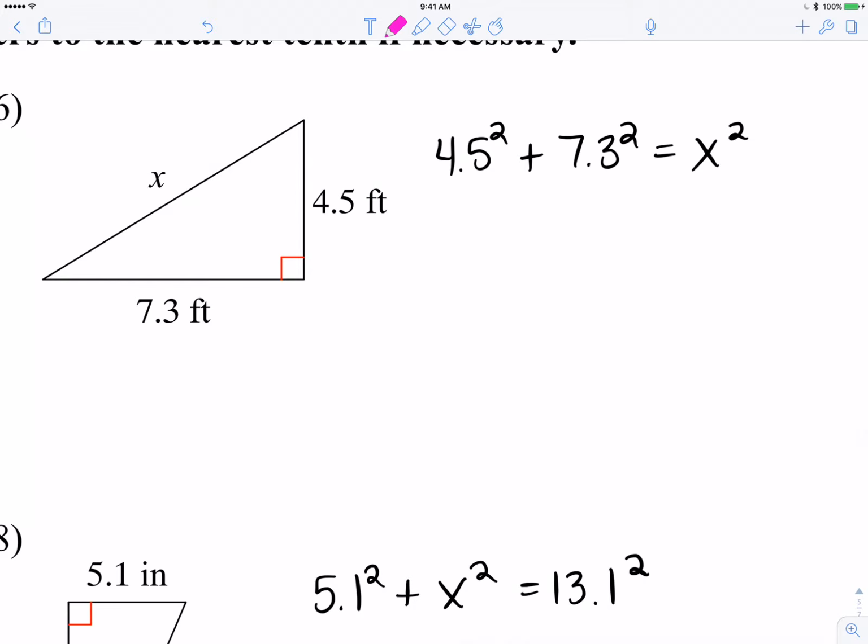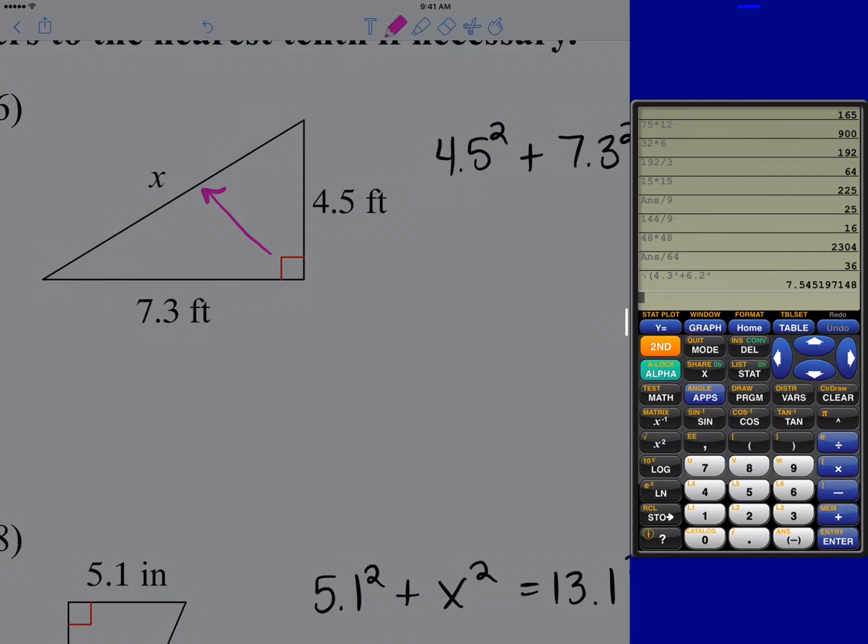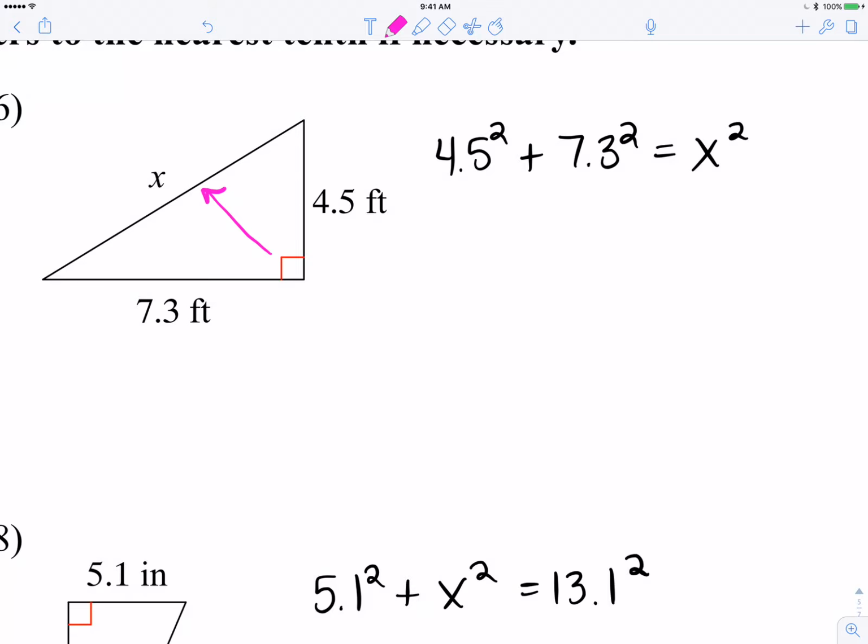Number 46, again, we're looking for the hypotenuse, that's x, so we set it up, 4.5 squared plus 7.3 squared equals x squared. So I'll take the square root of 4.5 squared plus 7.3 squared, and we get 8.58. X is 8.58.